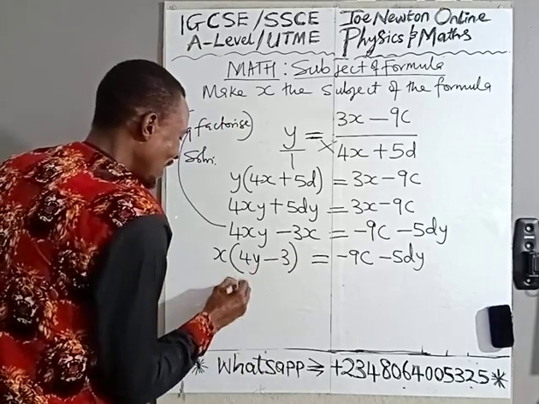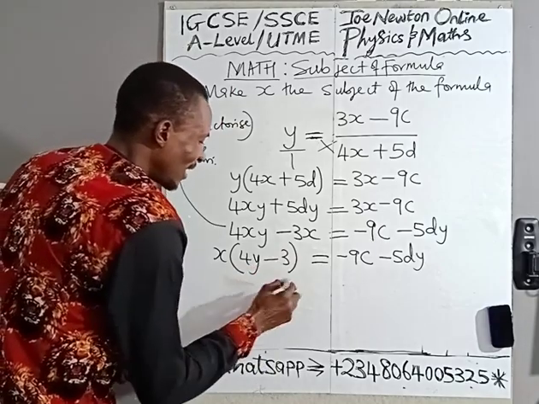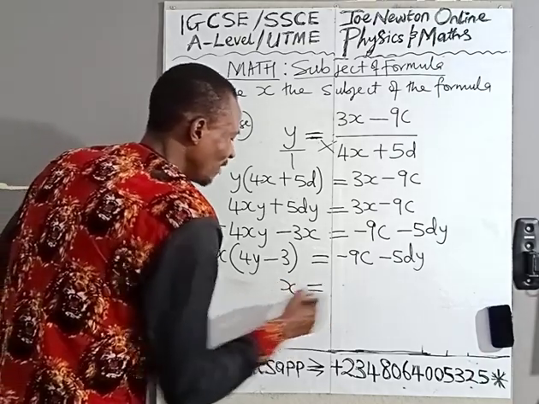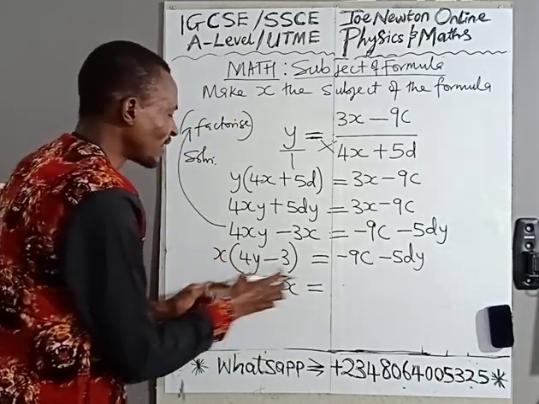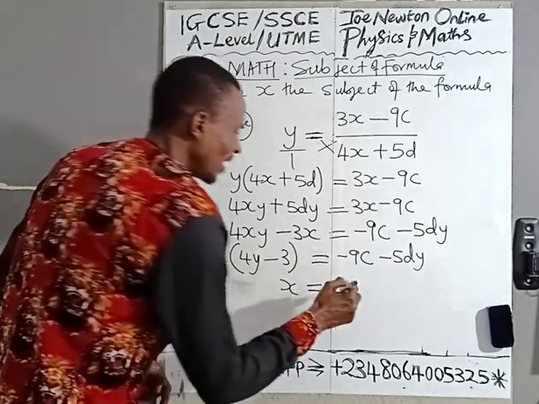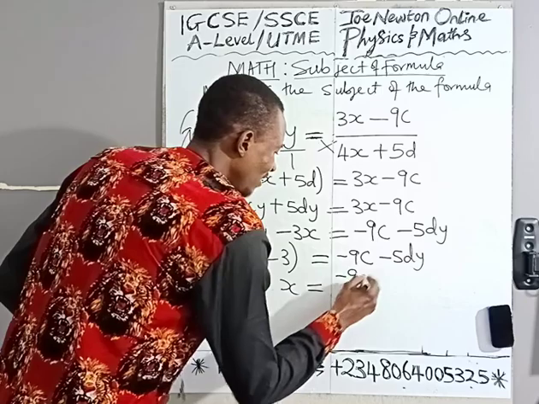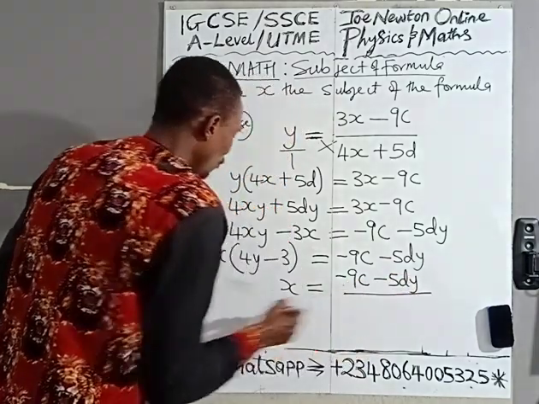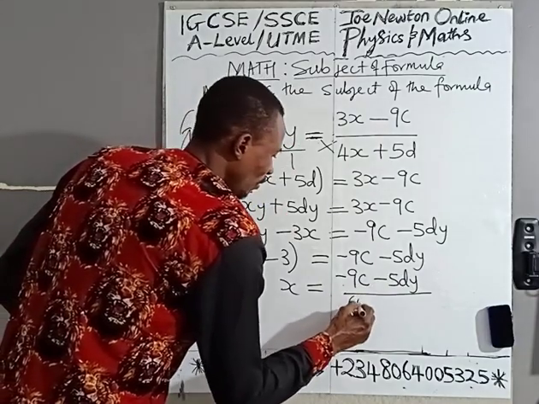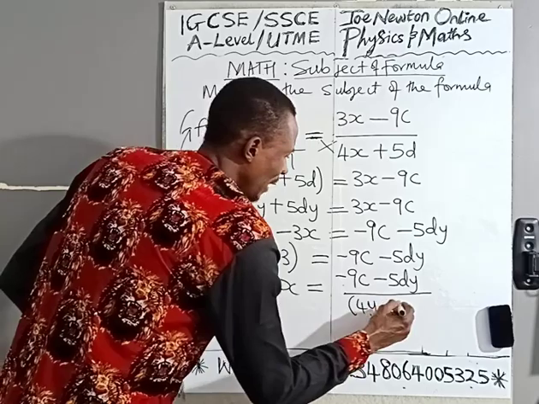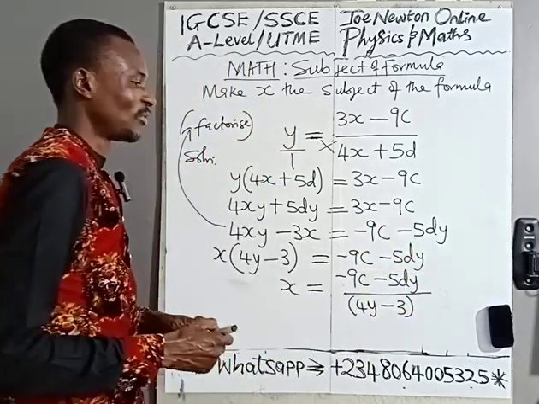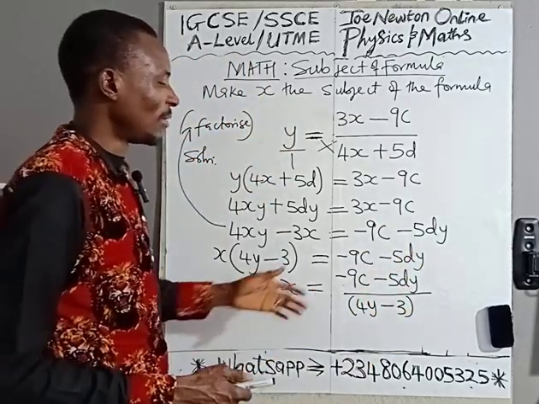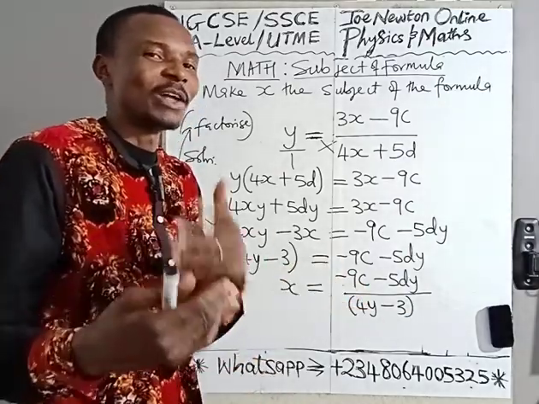Therefore, our x is now equal to, divide by the coefficient of x. All these are multiplying x. Our x is equal to minus 9c minus 5dy all over, bracket open, 4y minus 3. You see what we have here now. So we are through, but we can do one more thing further.